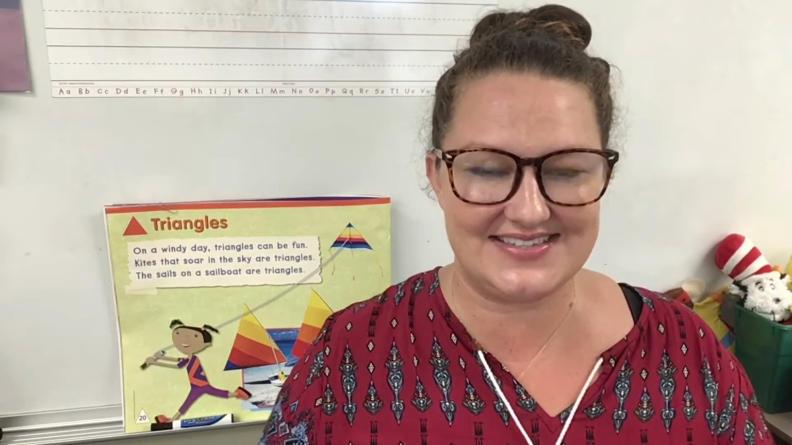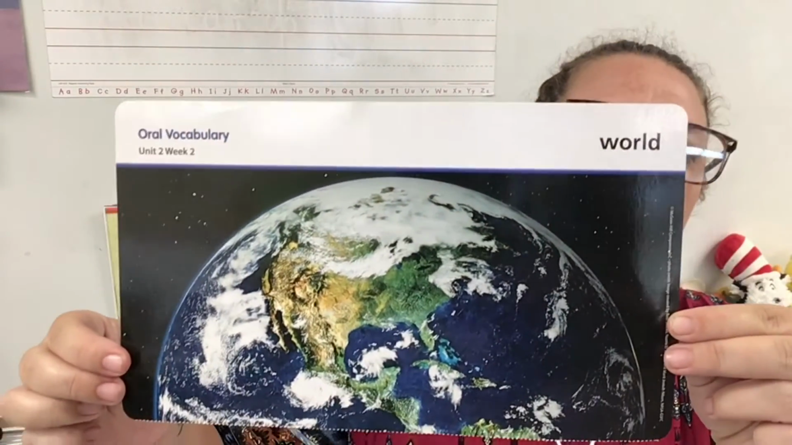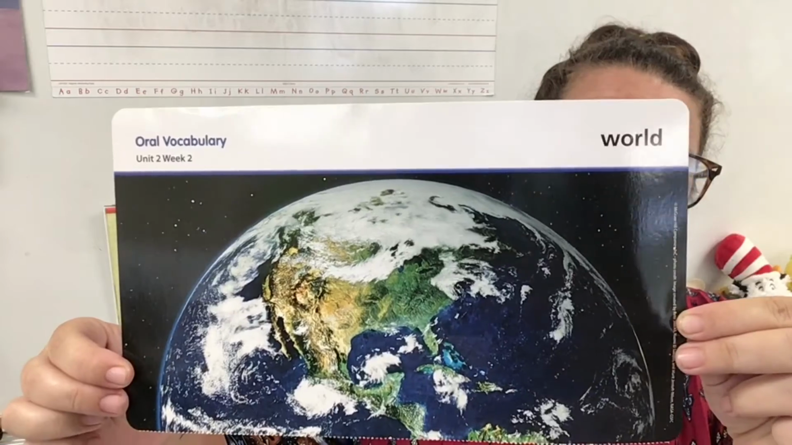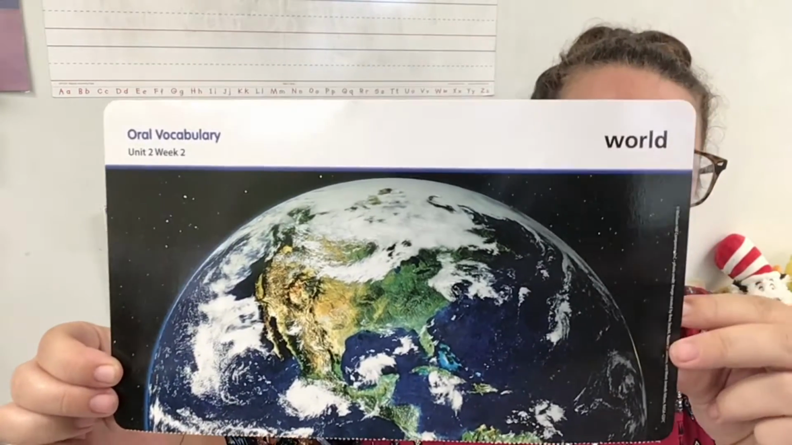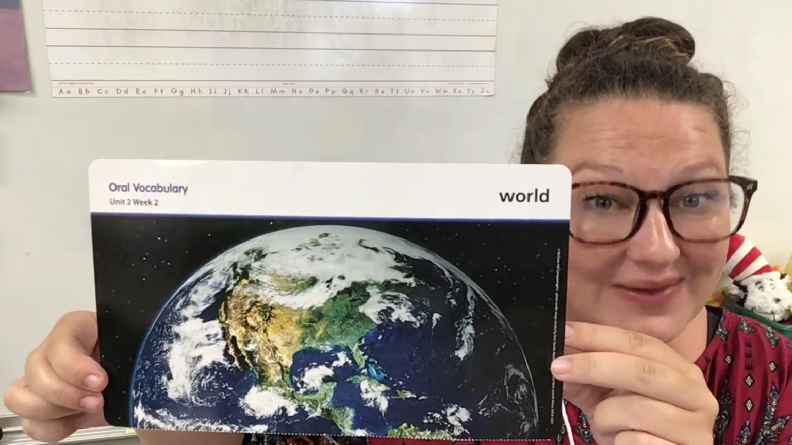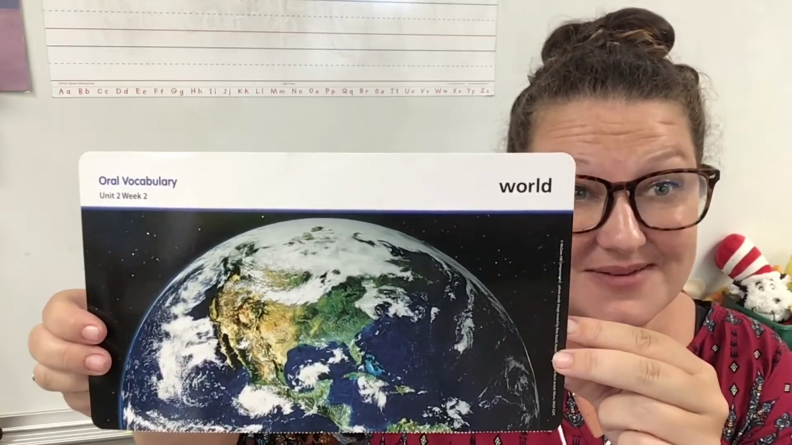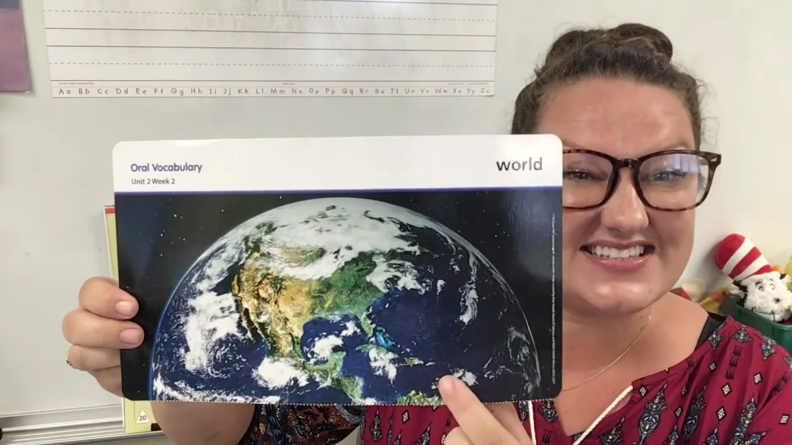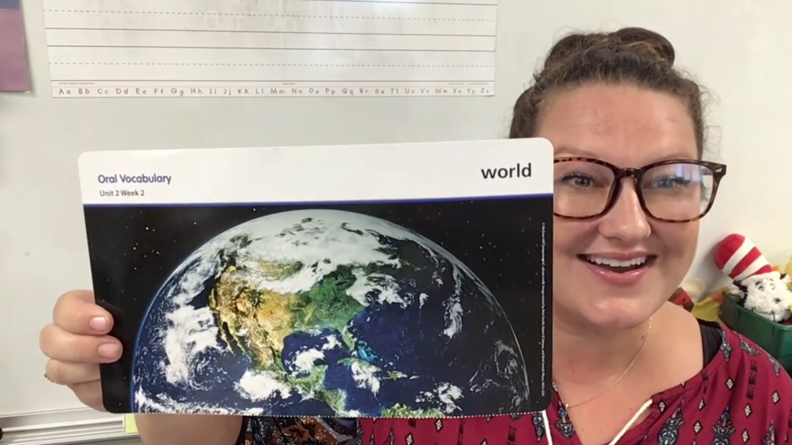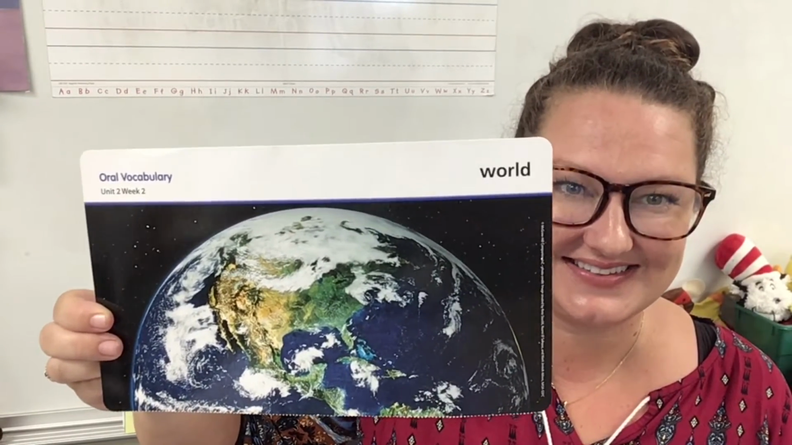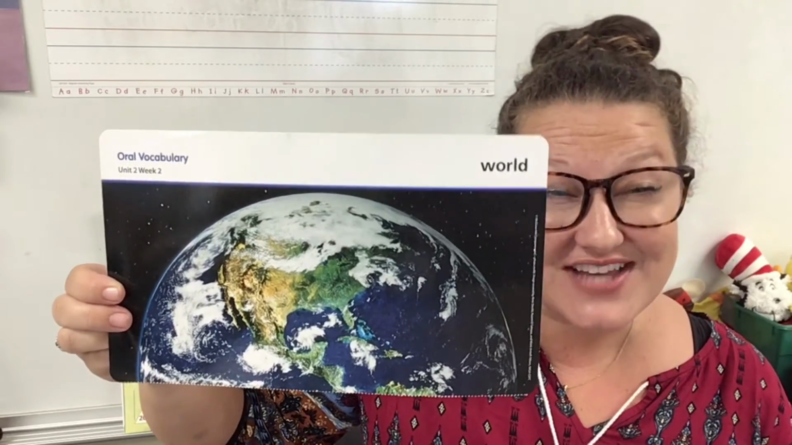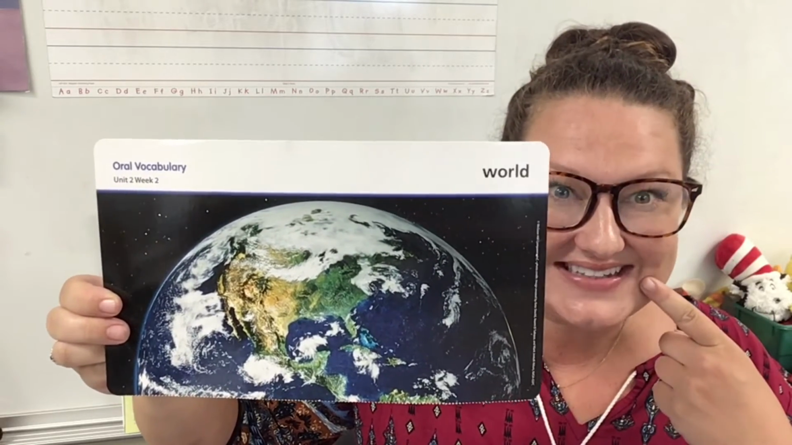The last word we're going to learn today is world. The world is the planet Earth that we live on. There are many countries in the world. This is a picture of the world from outer space. Can you say this word one more time with me? World.